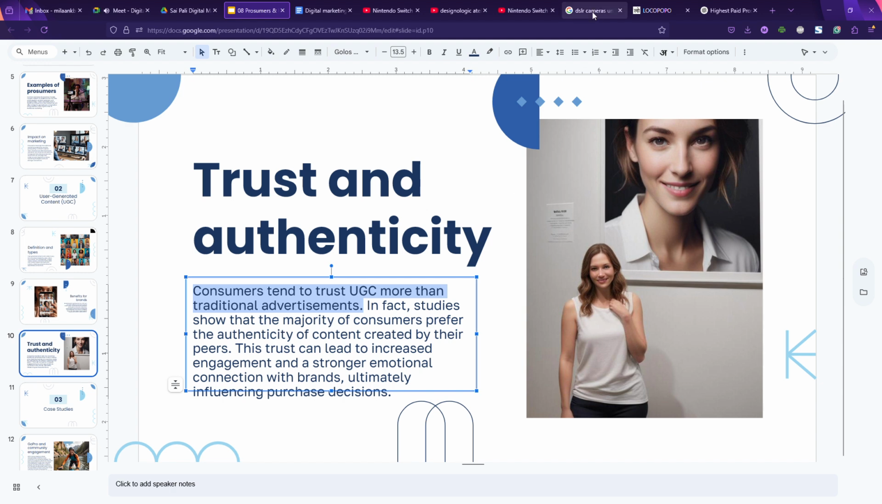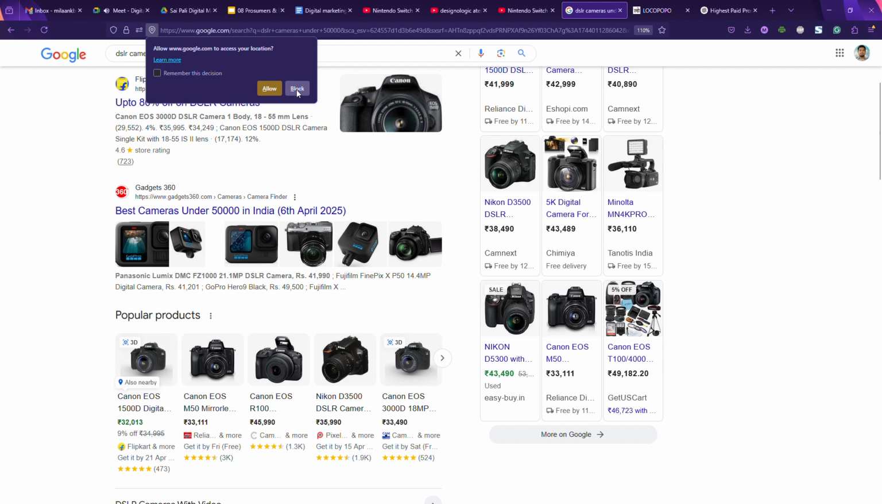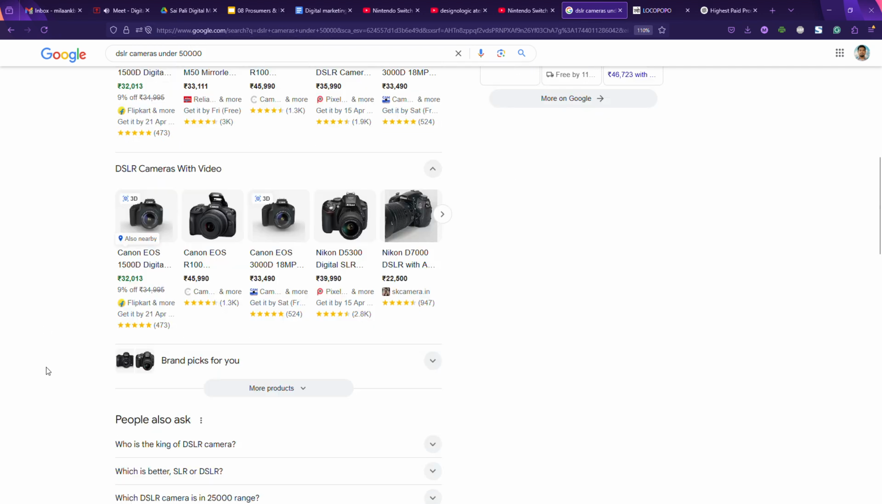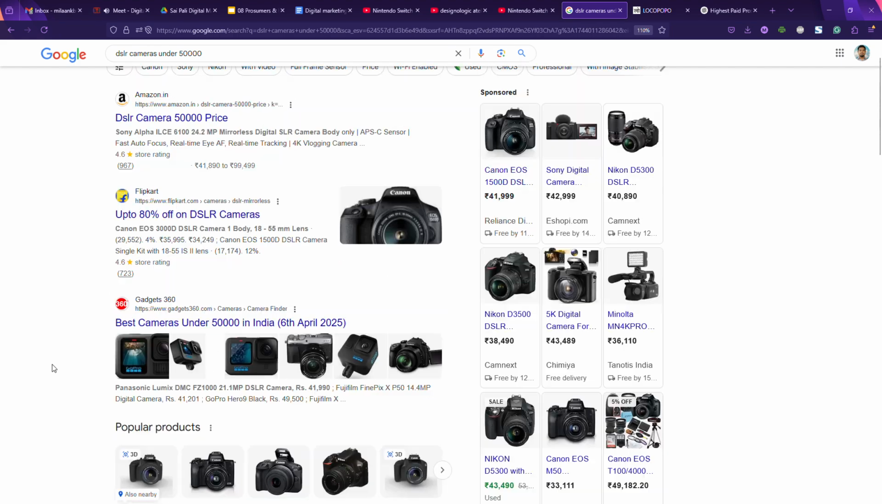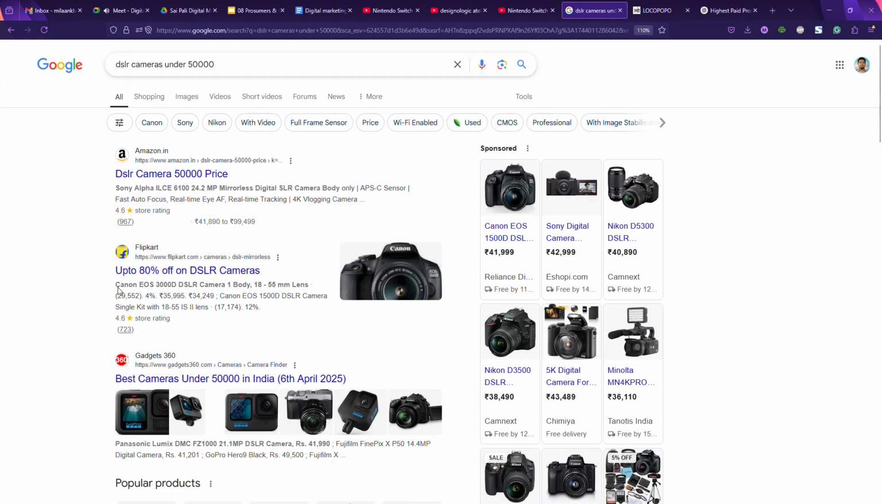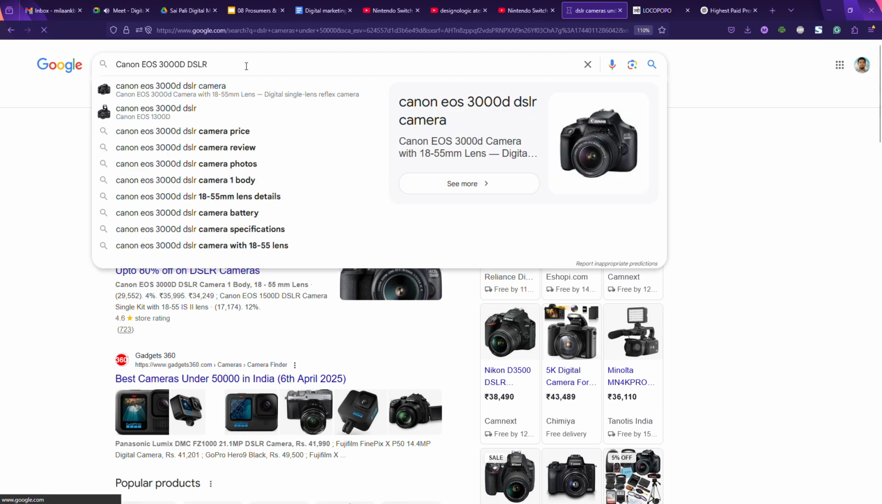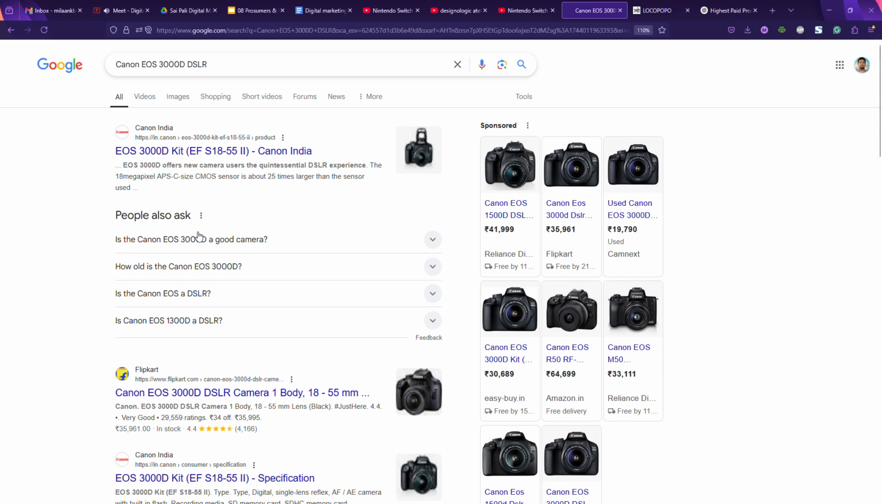Just like when we have to buy something, we usually go for reviews. Say I want to buy a Canon EOS 3000D DSLR under 50,000. I have the name, suppose, then I will type this. That's what most people usually do. I do it, and many people do it like that.